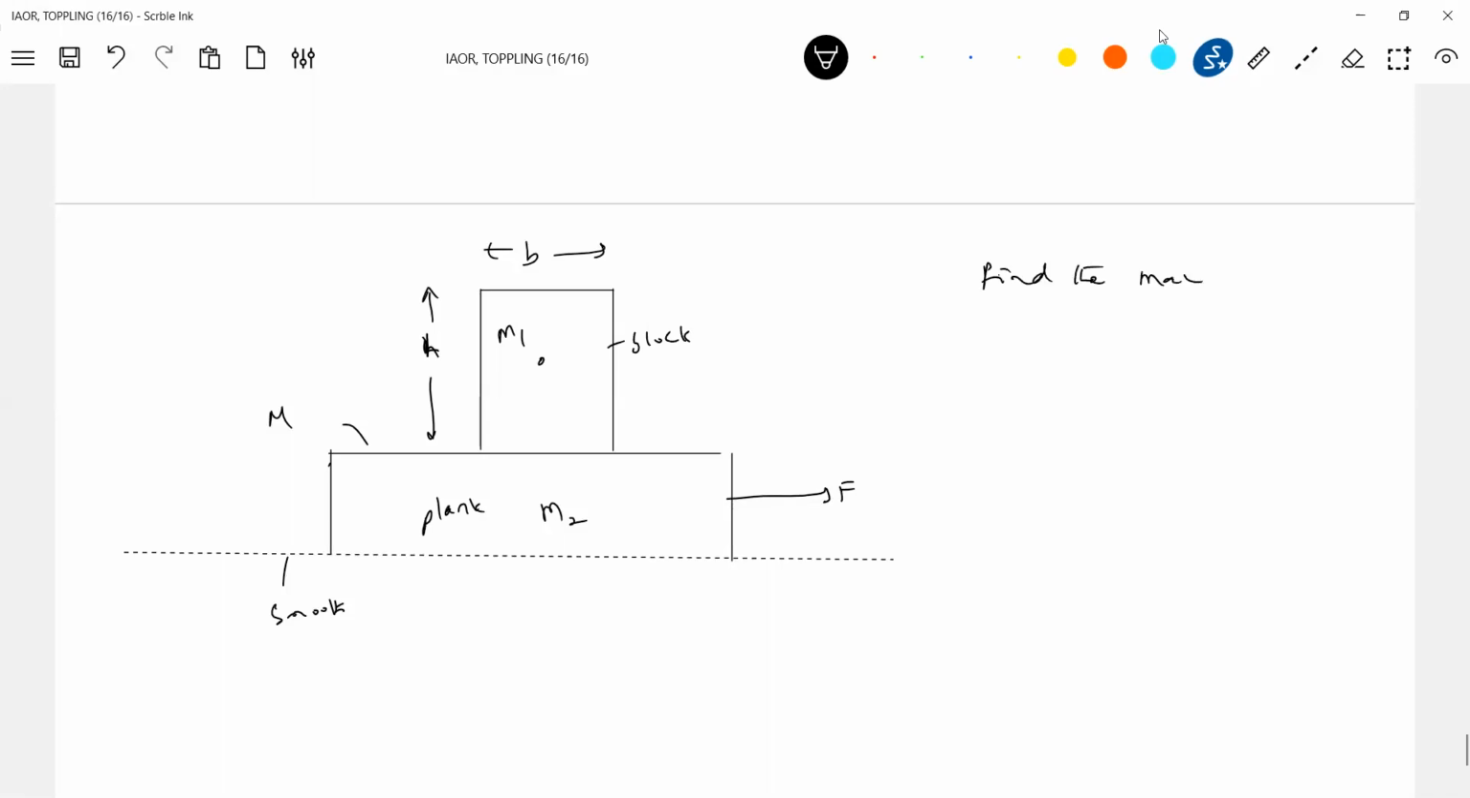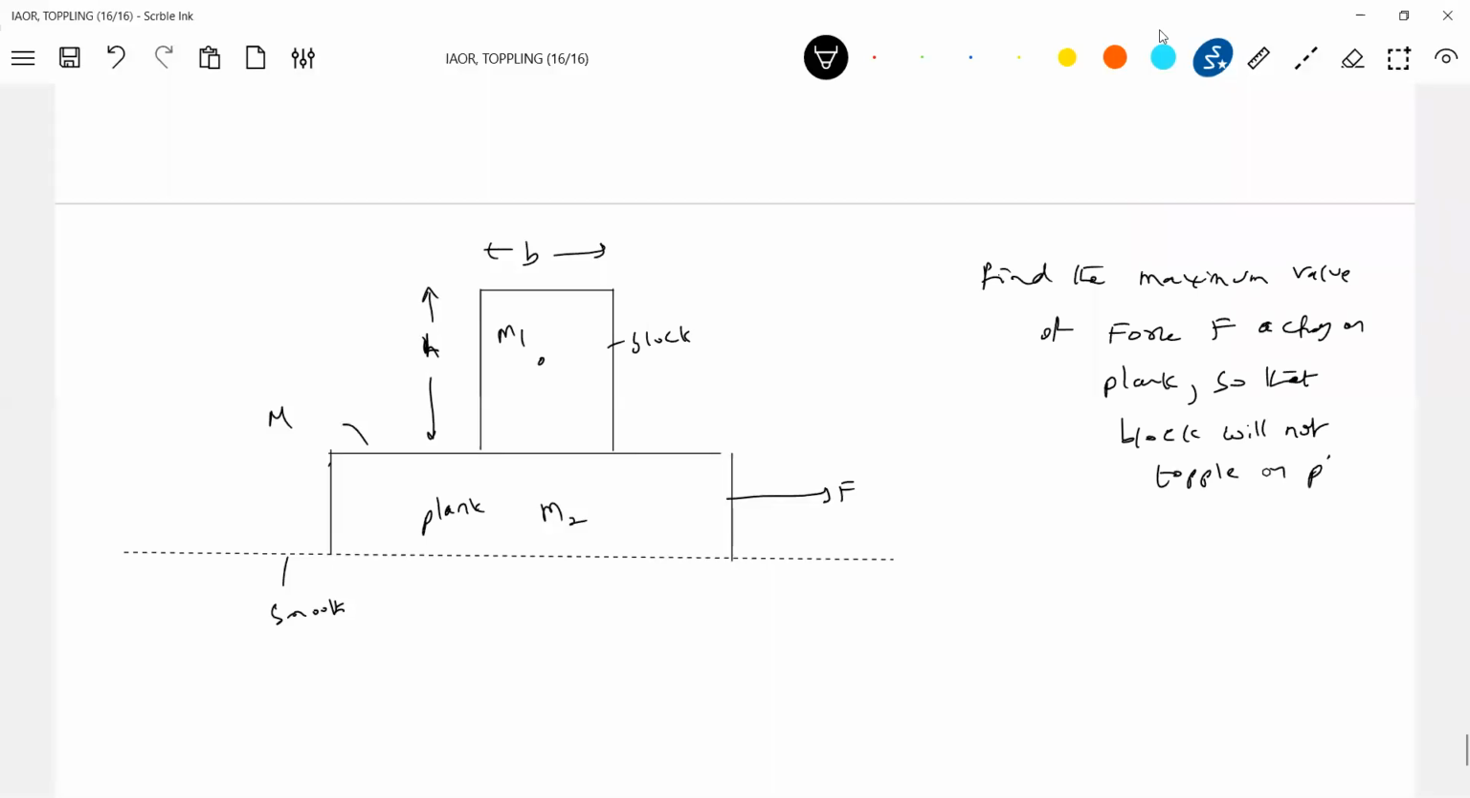Find the maximum value of force F acting on the plank so that the block will not topple on the plank. Okay, how to do this one?